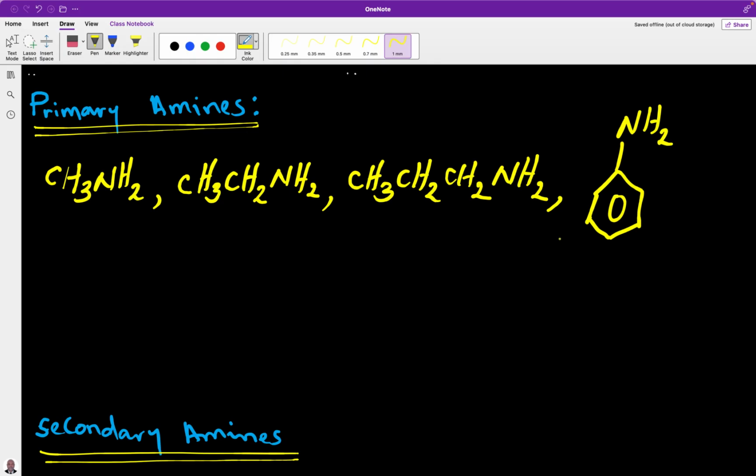So as I said, primary amines have an amino group that is bonded to an alkyl group or to an aryl group. This is an amino group bonded to an aryl group here. This is an amino group bonded to an alkyl group here, and here, and here. All these we say are primary amines because only one of the hydrogens on the ammonia has been substituted.